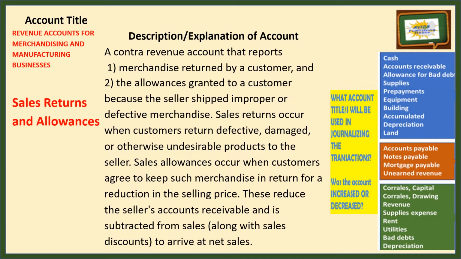So there are two items to be found in the sales returns and allowances. First, the merchandise returned by a customer, that is sales returns. Then the other one is the allowances granted to a customer. The goods are defective, but these are not returned, and the buyer was given a certain amount of allowance or discount for the defect of the goods not returned.